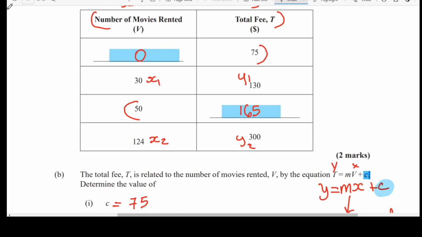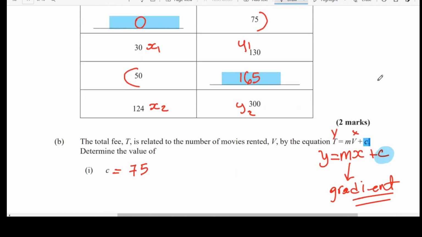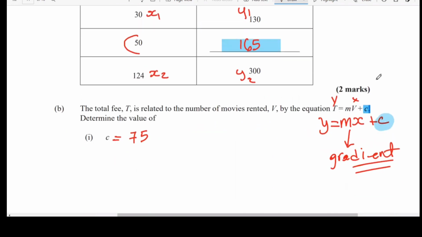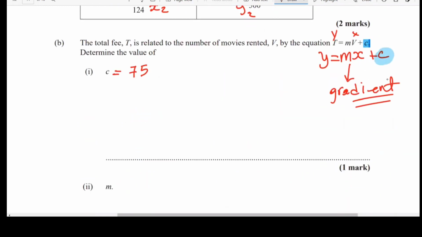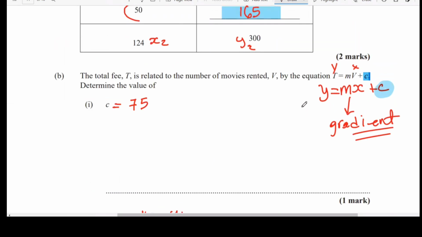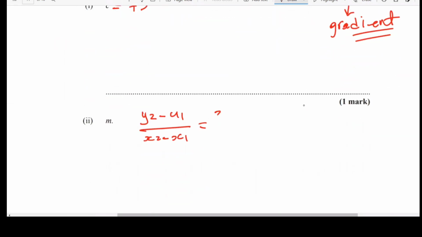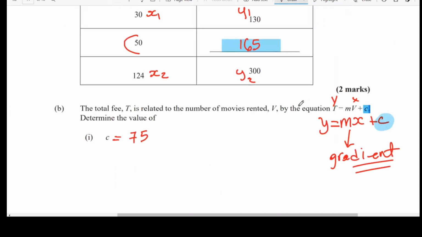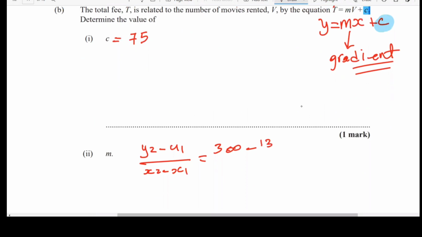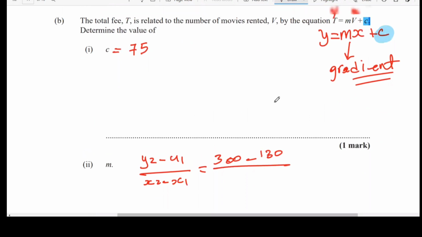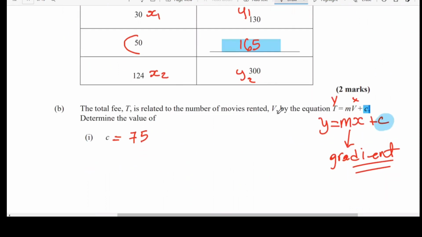So in order to work out the gradient, to find M, M is the gradient, all right? So the gradient will be calculated by y2 minus y1 over x2 minus x1. Y2, talking about 300, minus y1, which is 130, over x2, 124, then minus 30.